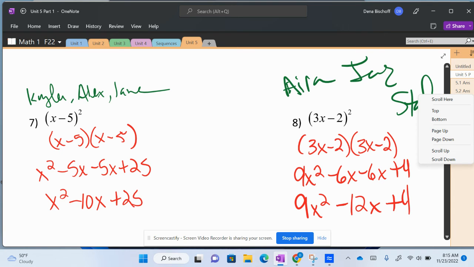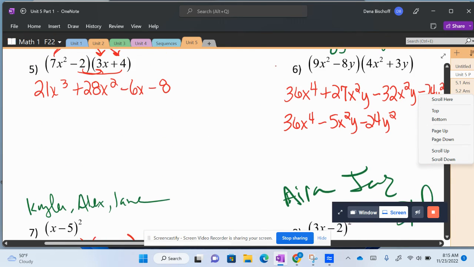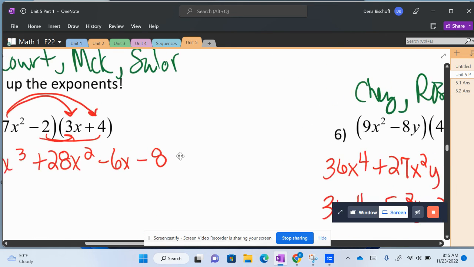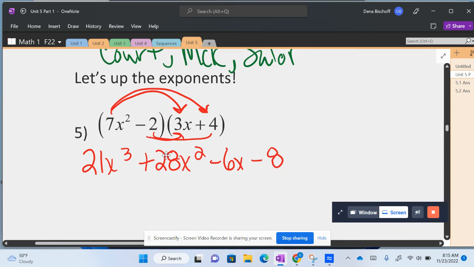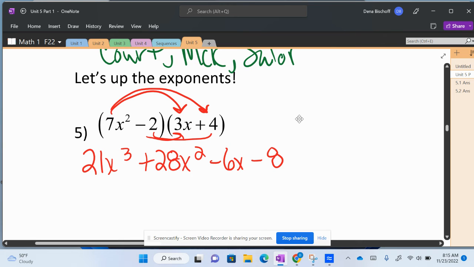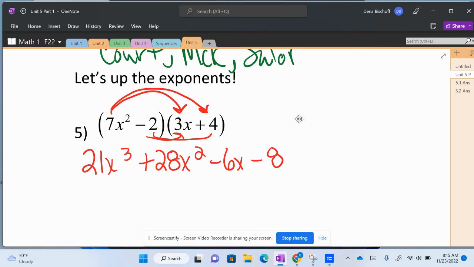Are we ready? Who has number 1? Okay, you 3, what'd you guys get? That's exactly what I got. Okay, 21x cubed plus 28x squared minus 6x minus 8. There are no terms that you can combine because we don't have the same powers of x being multiplied together. Perfect. Nice job.